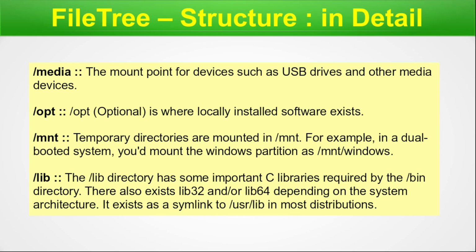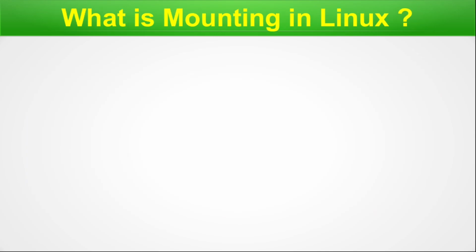/lib. The /lib directory has some important C libraries required by the /bin directory. There also exist lib32 and lib64 depending upon the system architecture. It exists as a symbolic link to /usr/lib in most distributions. I'll cover later in this series what a symbolic link and a hard link are. These are all important directories that I have discussed under the file tree structure of Linux. We are done. Let's move on to the next slide.